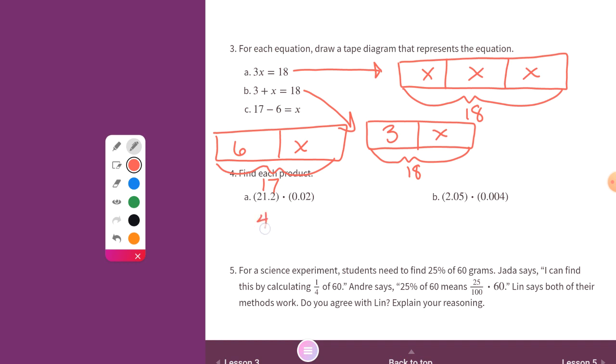So 4, 2, 4, but 1, 2, 3 decimal places. Is that right? Yep. The other one, 205 times 4, so 205 times 2 is 410, 820. Are my numbers right? 8, 2 zeros. 1, 2, 3, 4, 5. 1, 2, 3, 4, 5. 0.00820. Questions on those two? That was just a review.